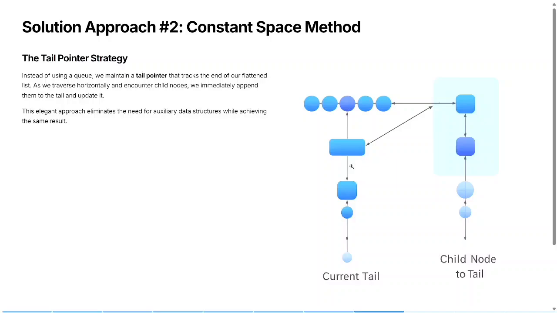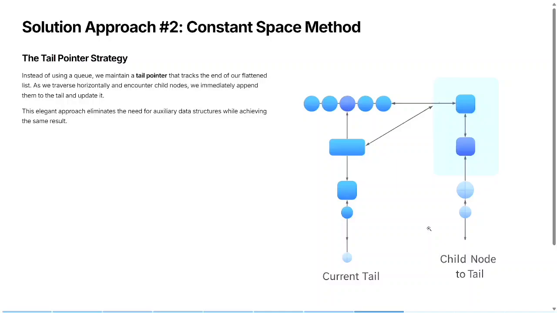How is it possible? The insight is that we can use the list we are building as its own queue. We maintain two main pointers, a current pointer to traverse and find child lists, and a tail pointer that always points to the very last node in the flattened list so far. Think of the tail as the back of the line.